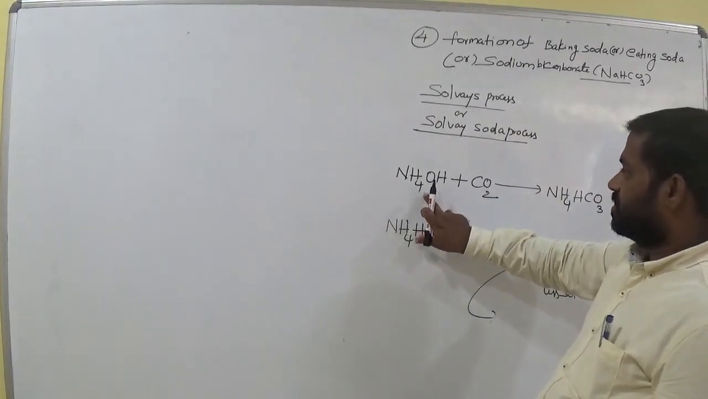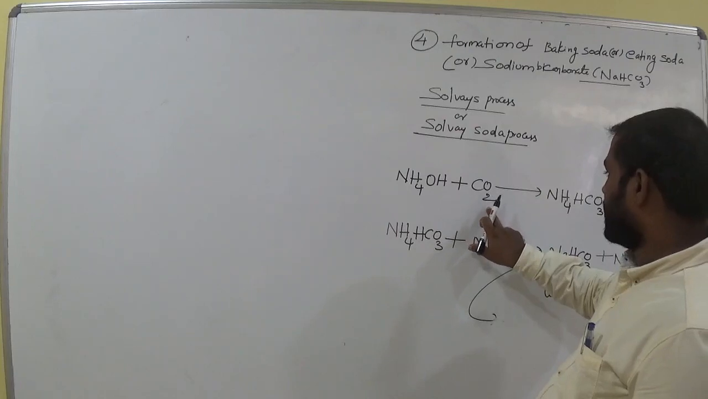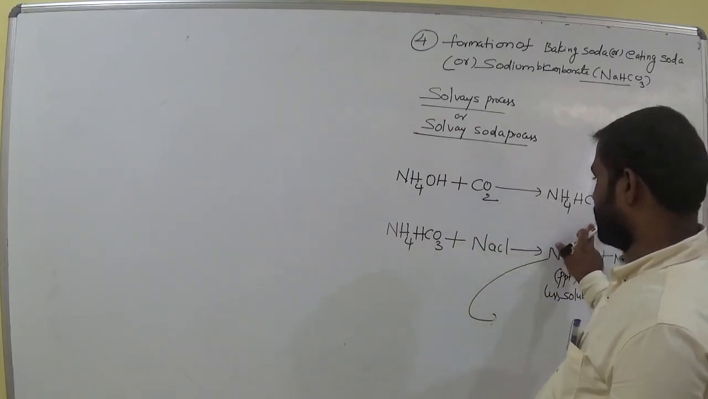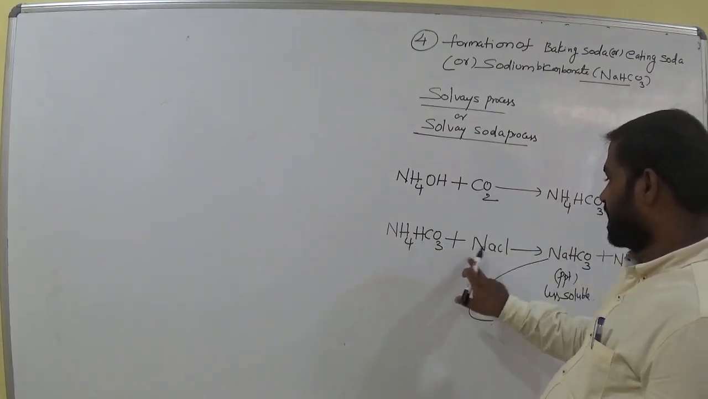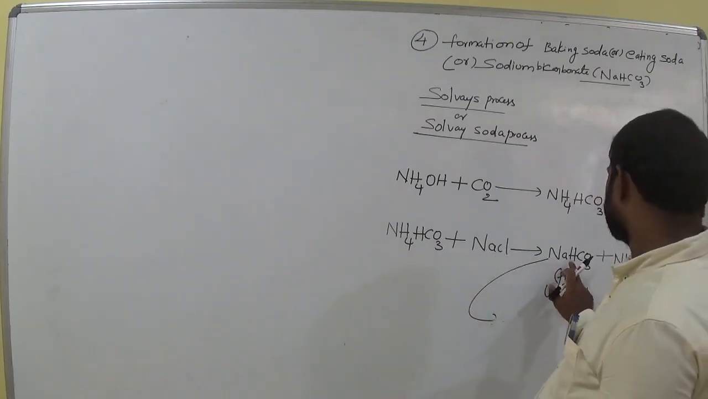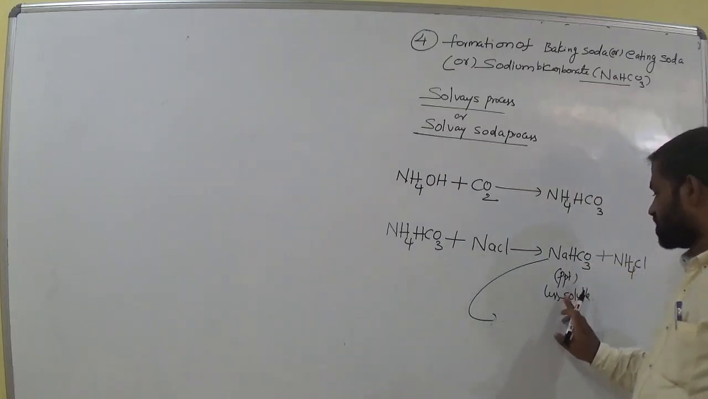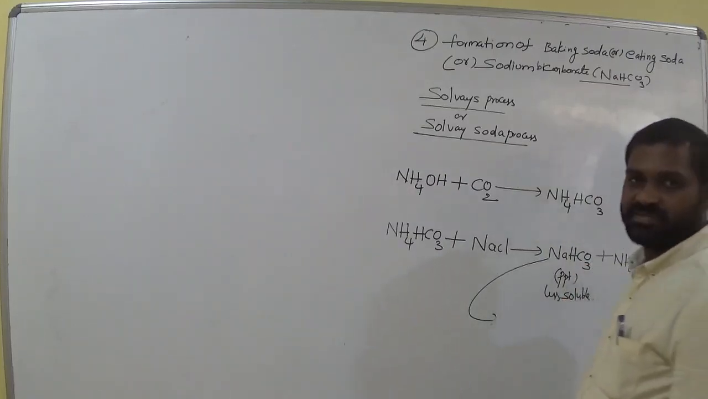First, take the ammonium hydroxide, add CO2, we get ammonium bicarbonate. To the ammonium bicarbonate, add brine solution, NaCl. It gives sodium bicarbonate and ammonium chloride. Here sodium bicarbonate is less soluble, so it precipitates (PPT).